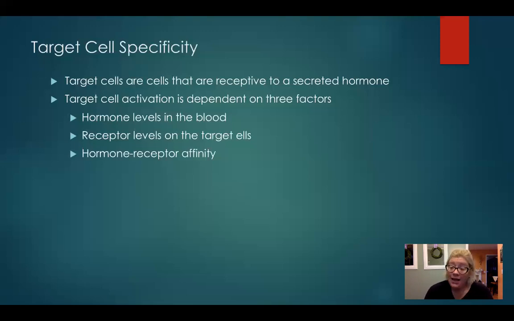And individual cells can also increase the number of receptors that they have inside of them or on the surface, or they can actually decrease the number of receptors they have on the surface or in the cytoplasm. And by varying the numbers of the receptors that are available and varying the concentration or the hormone levels in the blood, the body can regulate the activation or the strength of, or the number of target cells that are going to be activated.